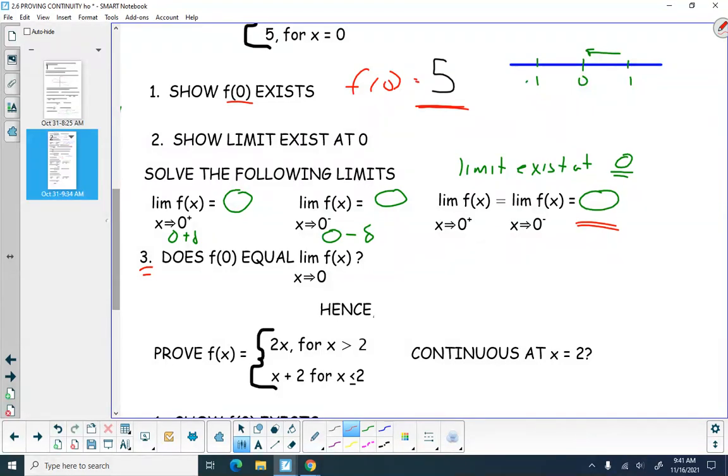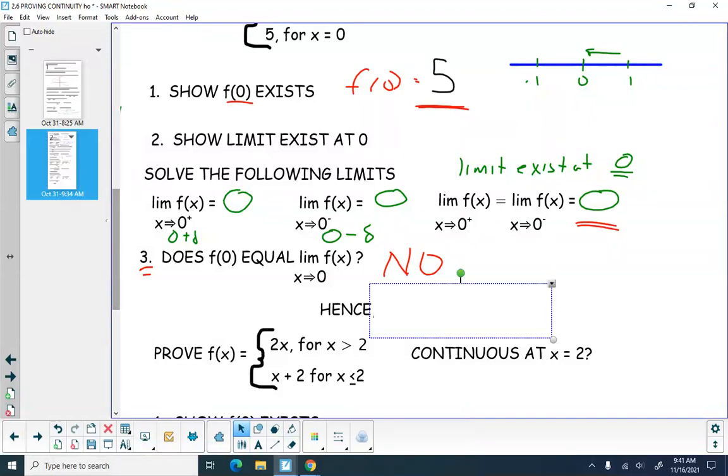No. They do not equal. Hence, we are going to be discontinuous, or not continuous.